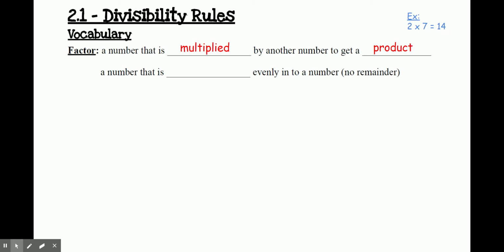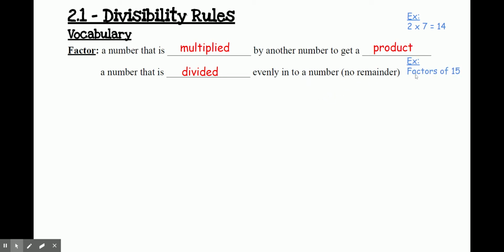Other similar words would be sum, difference, quotient. The answer to an addition problem is a sum. The answer to a subtraction problem is a difference. Quotient goes for division problems. So a product is just the answer to a multiplication problem. The second definition of a factor is a number that is divided evenly into a number with no remainder.